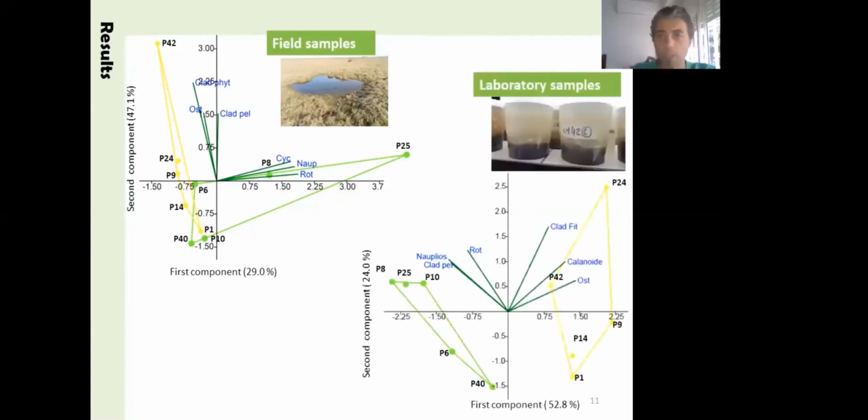In the laboratory samples, in the hatched community, we also found two groups. Also in yellow, the short hydroperiod ponds, and in green, the large hydroperiod ponds. And we can see that Cladocera, phytophilous Cladocera, calanoids, and ostracods were positively associated with the short hydroperiod ponds, while rotifers, nauplius, and pelagic Cladocera were associated with the large hydroperiod ponds.